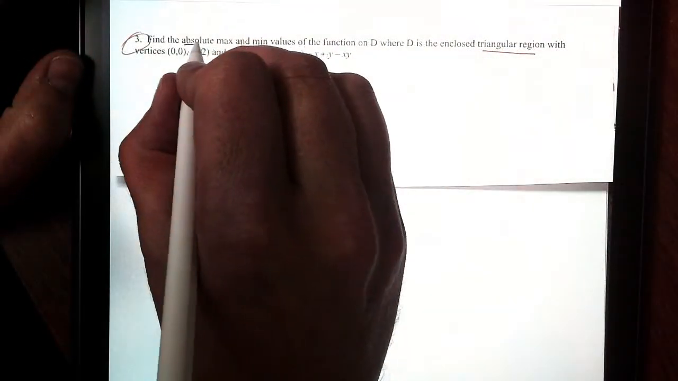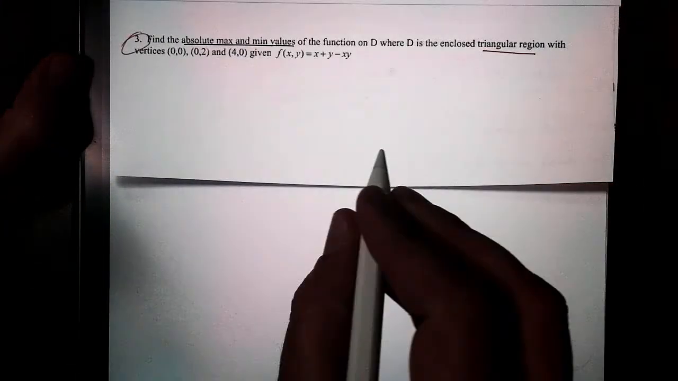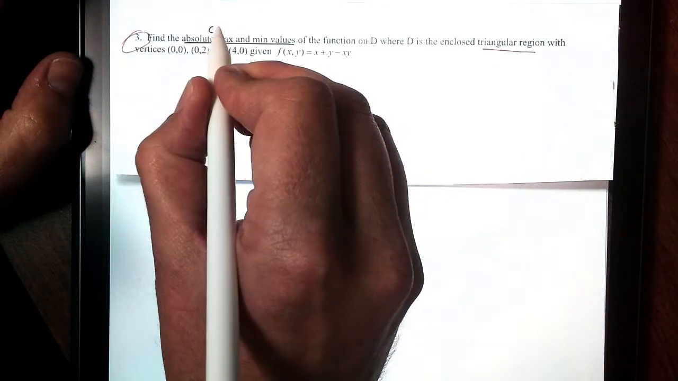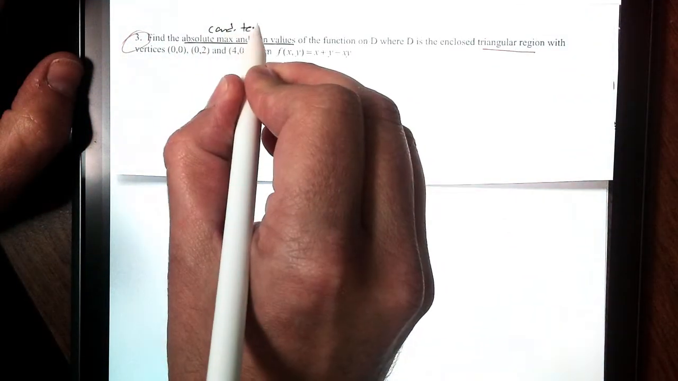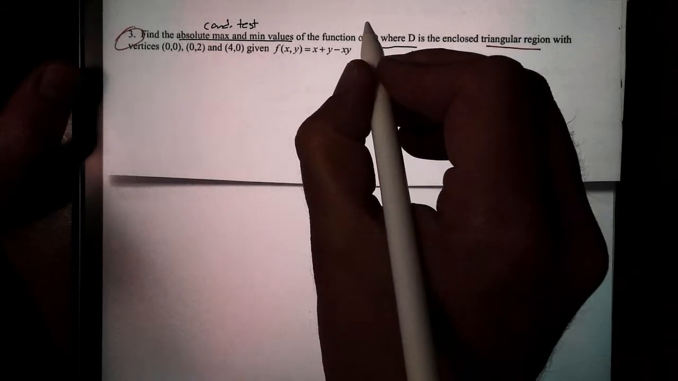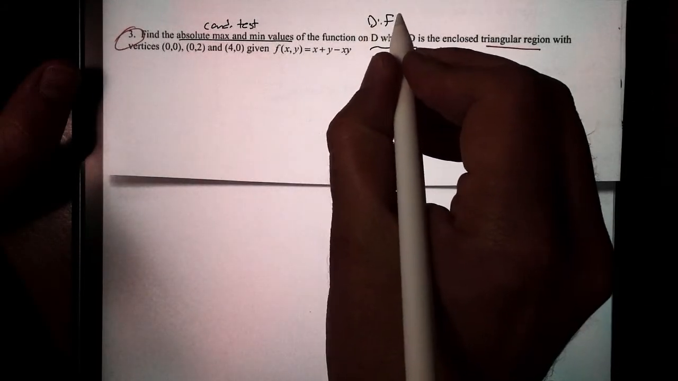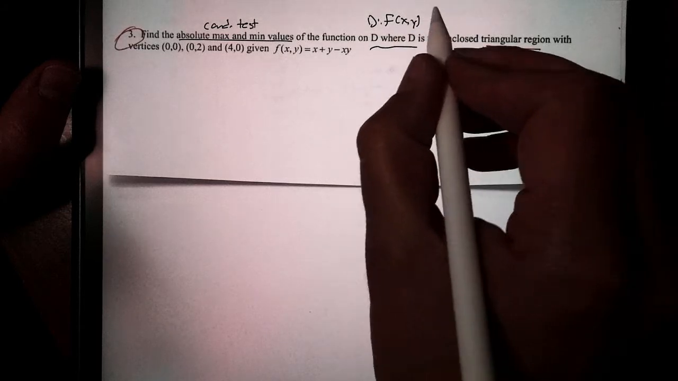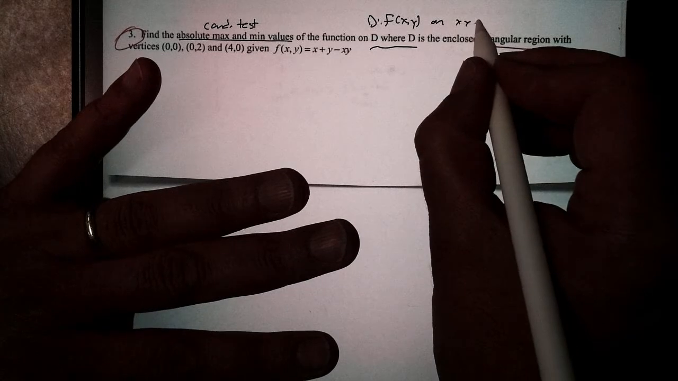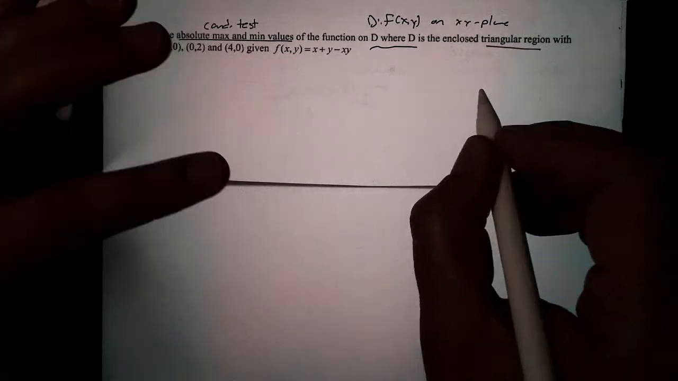Remember, we are trying to find the absolute maximum values, and as we learned in Calc 2 or BC last year, this is our candidates test that we have to use. So we're given a triangular region on this domain. Remember, in multivariable, our domain is in terms of x and y. So on the xy plane, we're looking at a flat surface and a triangle on that plane.